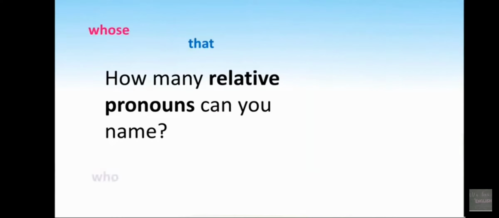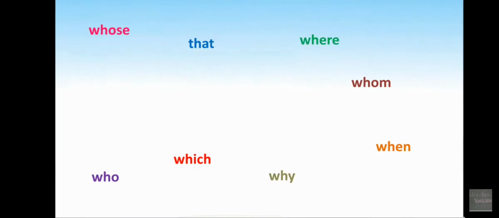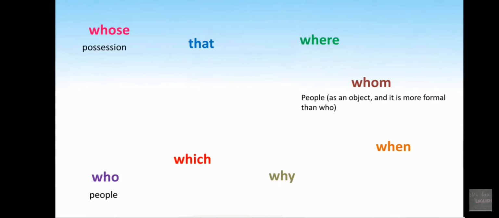Whose, that, who, whom, when, which, why, and where. Use whose for possession, who for people, whom for people as an object, and it is more formal than who. When for time, which for things, why for reason, that for things and people, and where for place or location.